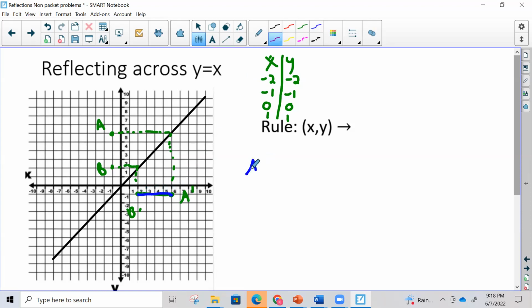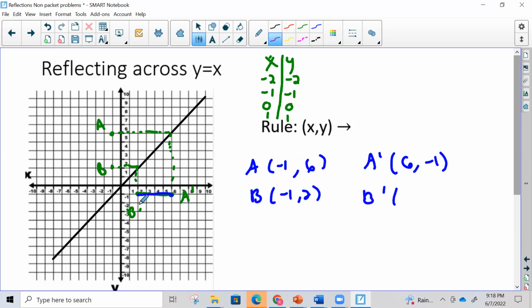Okay, so then if we write the coordinates, A was -1, 6, and then B was -1, 2. Okay, and if I look at A prime, A prime is here, which is 6, -1, and B prime is here, which is 2, -1.